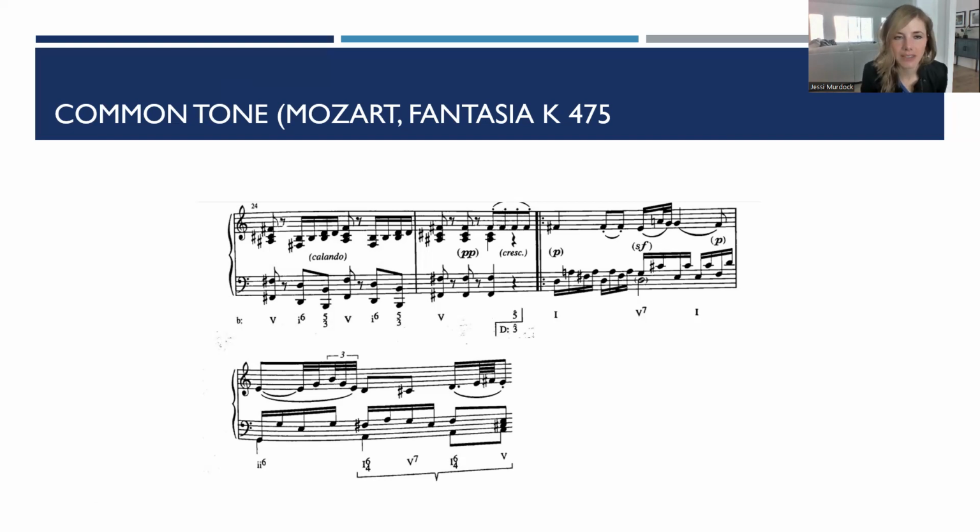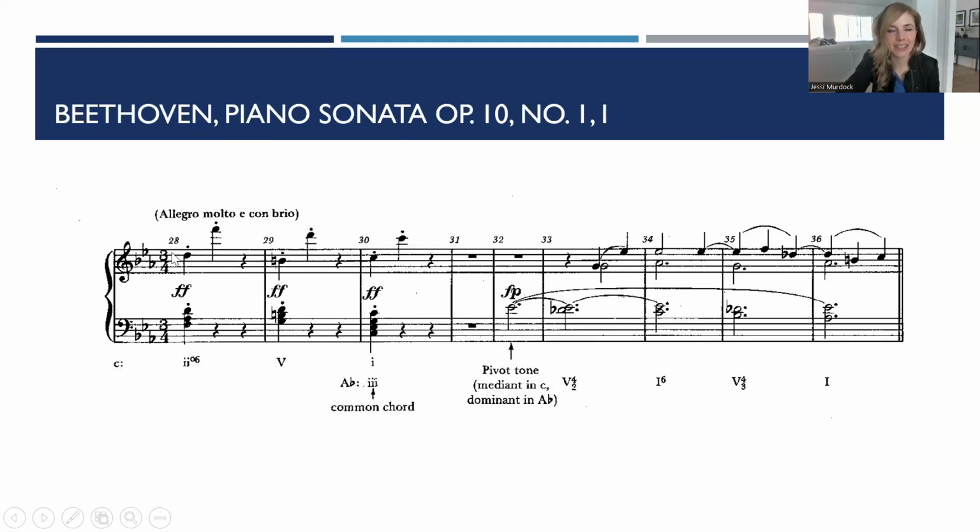All right, here's what it sounds like. Smooth, right? Because that F sharp is diatonic in both keys, right? It's there for B minor, it's there for D. It's just the fifth of the scale for B minor. It's the third scale degree for D, okay? All right, here's another example, okay?